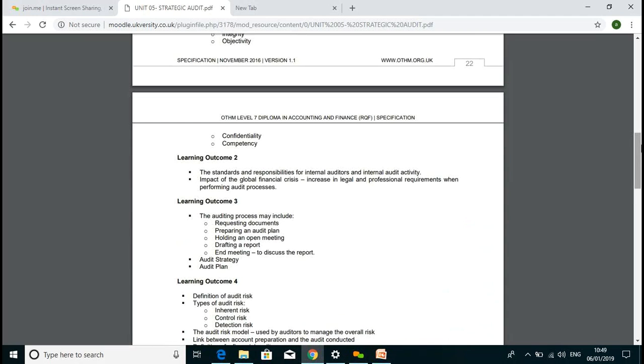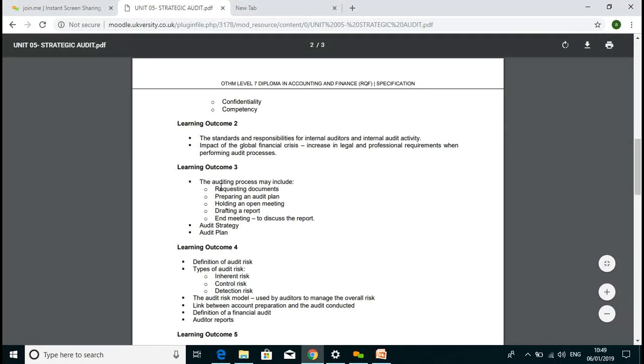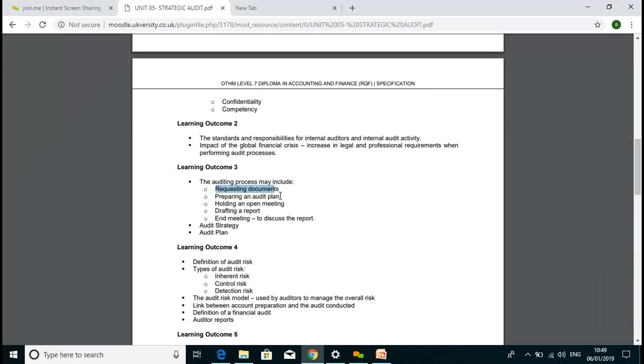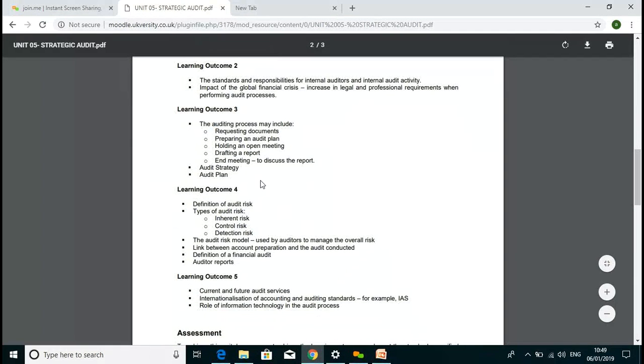So that's all we'll go through under learning outcome 2. Under learning outcome 3, we'll discuss what the auditing process may include: requesting documents, how we can plan the audit, holding an opening meeting, draft reports, and meetings. In the last learning outcome there is a link as well, where we can finalize our audit. So for audit strategies and audit planning, we plan where we are, where we want to go, and how we can make a plan.